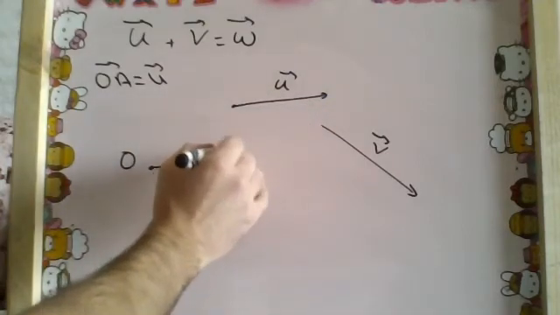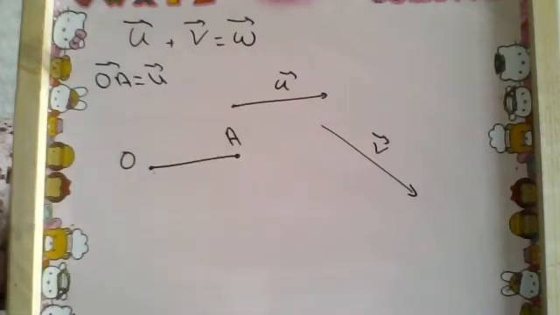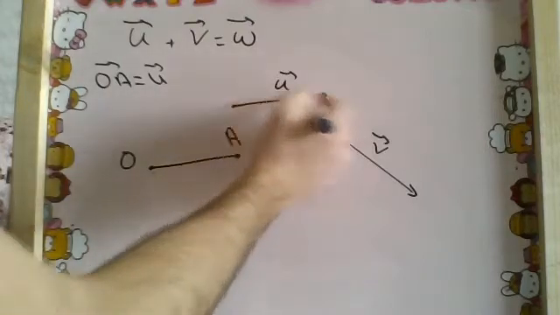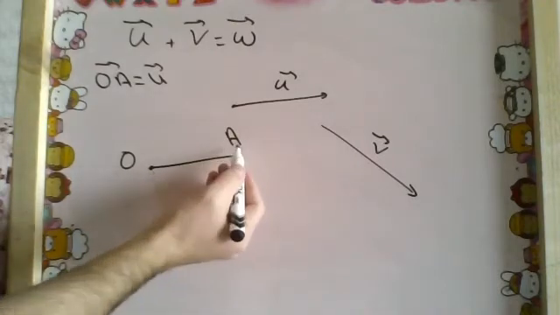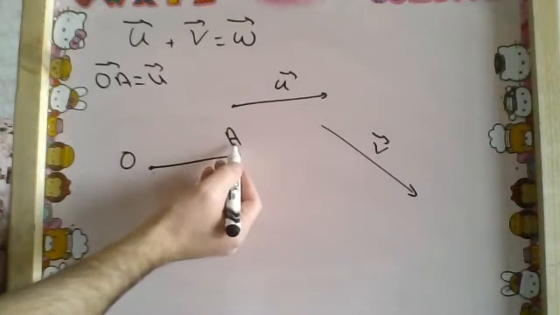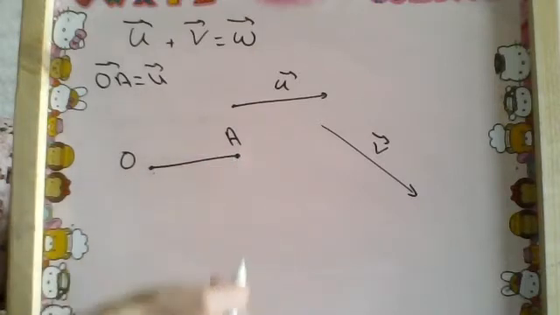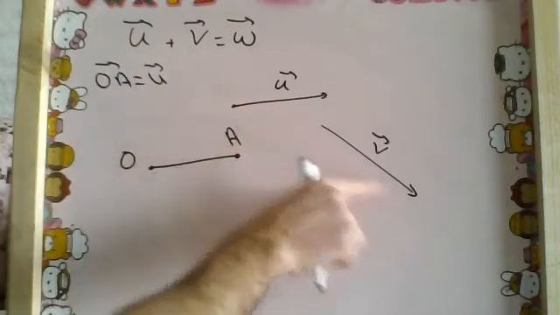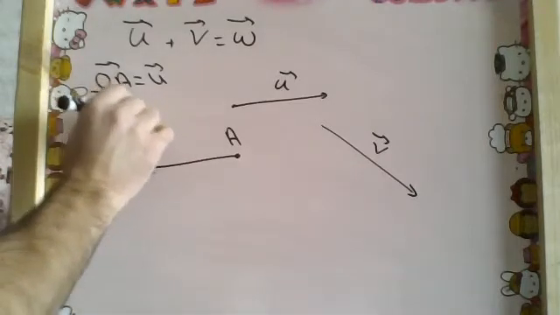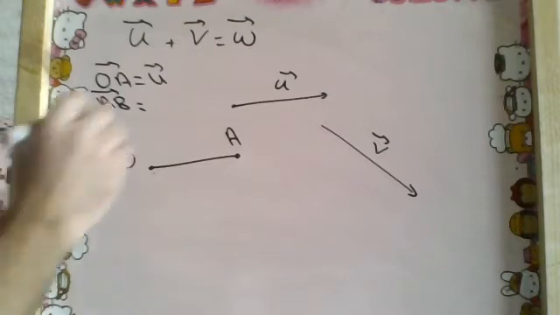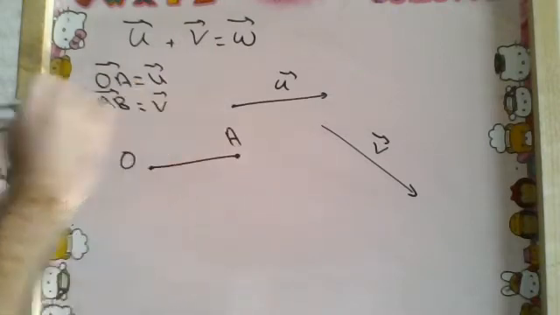This is A. So vector OA is equal to vector U. And now, from this terminal point A, draw another vector equal to vector V, let's say vector AB. AB is equal to vector V.